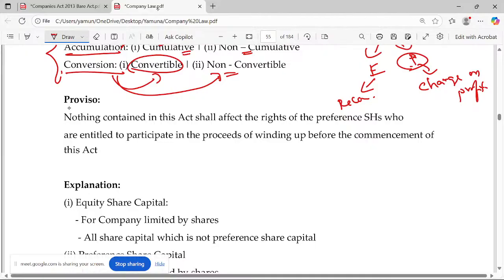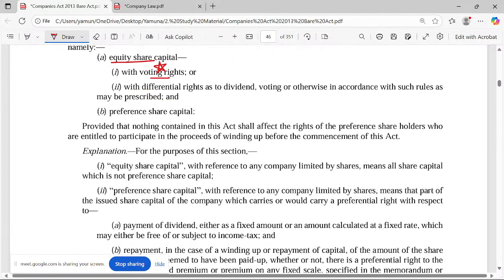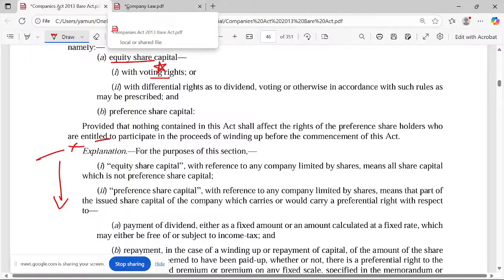Okay. So, the proviso: if they are entitled to participate in the process of filling up before the commencement of the act, and then the explanation. Now here, see, only the part till here is Section 43. All the remaining parts are explanation. Usually, when we talk about an act, any act, not only the Companies Act, it will clearly give section numbers. The very first part will be the preamble. What do you mean by preamble? It is the short summary of what the act talks about.